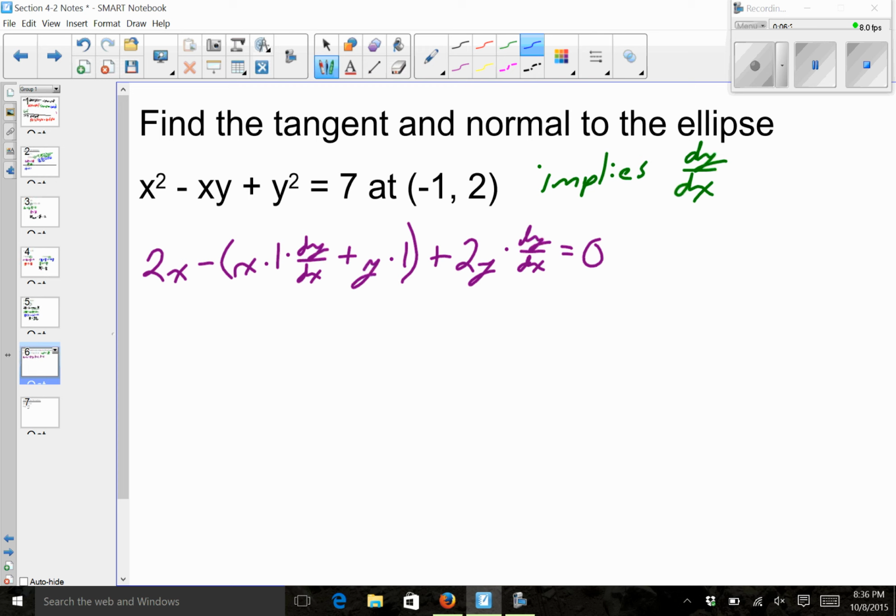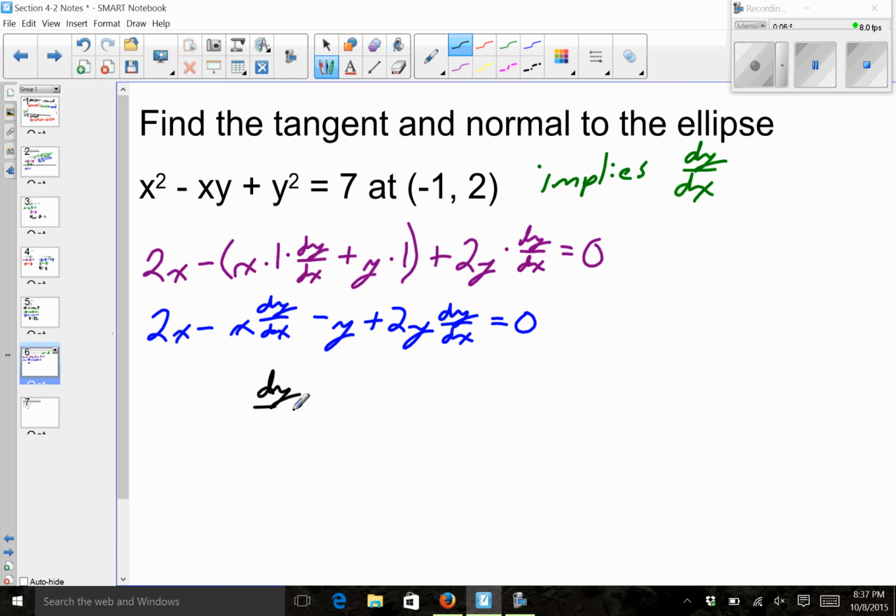And then distribute my subtraction here. So 2x minus x dy/dx minus y plus 2y dy/dx equals 0. Then moving the 2x and the minus y to the other side, pulling out dy/dx, and isolating it, I get that dy/dx equals y minus 2x over 2y minus x.